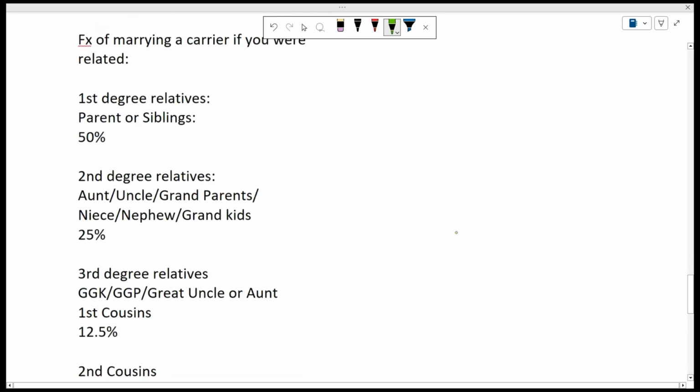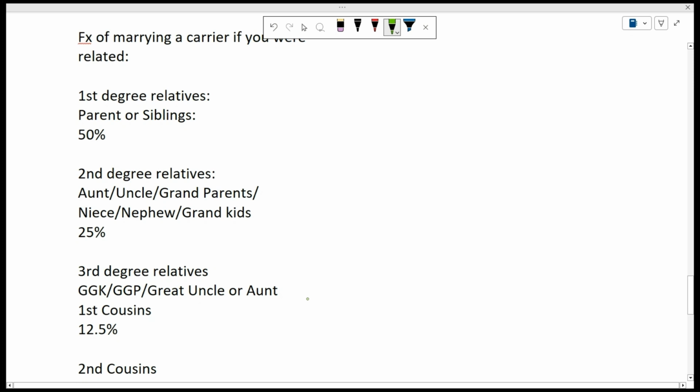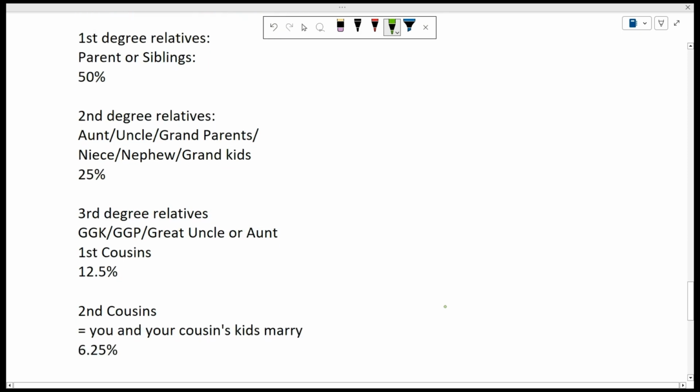All right, third degree relative. That would be your first cousin. And so you're going to share a 1 in 8 chance. Well, that's still a lot higher than what you'd expect in the general population. All right, second degree cousins. Now you're looking at a 6.25% chance.